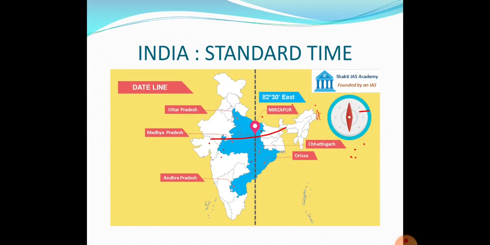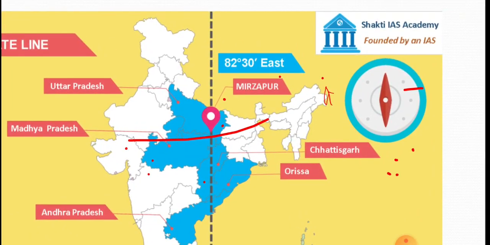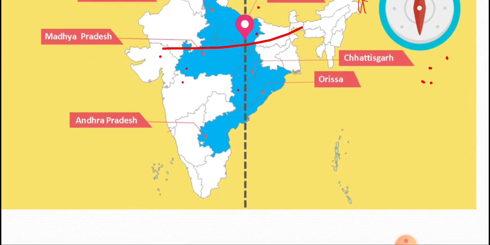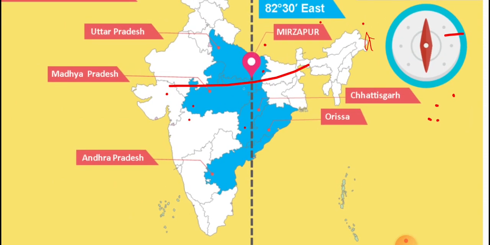Now this Indian Standard Time is 82.3 east longitude, that passes from near Allahabad. You can see that over here, 82.3 east longitude. Now it covers, you should know this, it covers Uttar Pradesh, Madhya Pradesh, Chhattisgarh, Orissa and Andhra Pradesh. So total 5: Uttar Pradesh, Madhya Pradesh, Chhattisgarh, Orissa and Andhra Pradesh. Total 5 states the Indian Standard Timeline passes from.